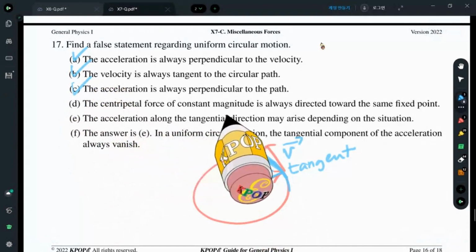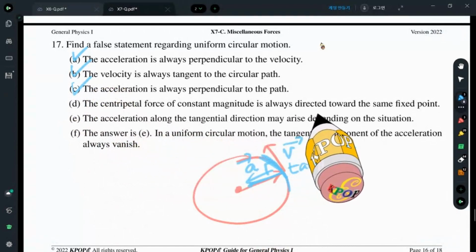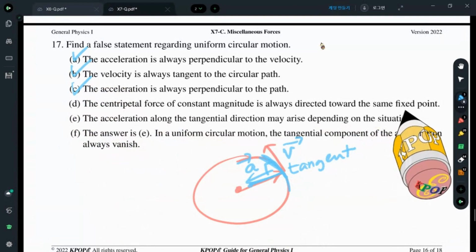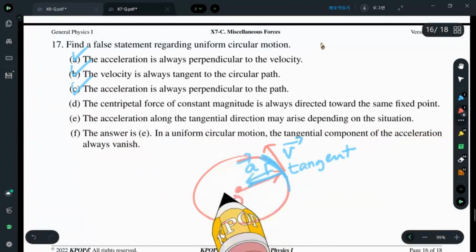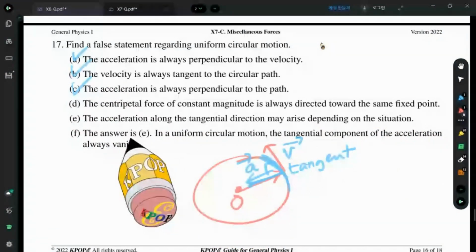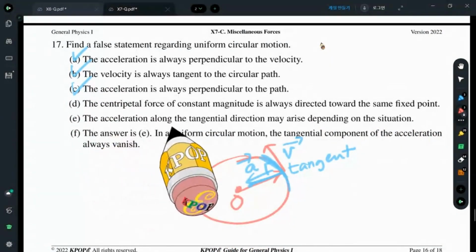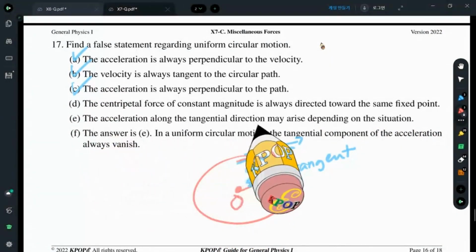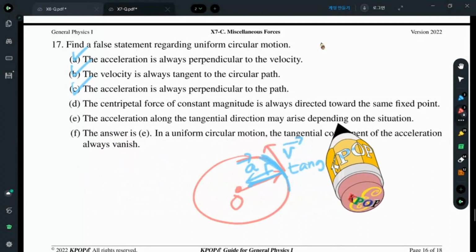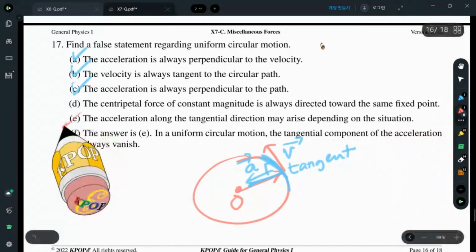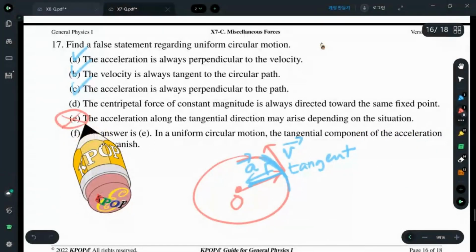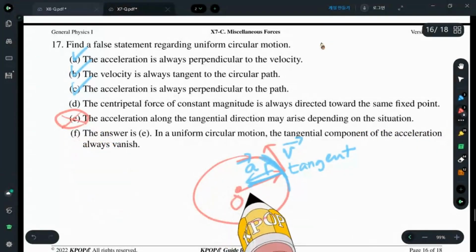Centripetal force of a constant magnitude is always directed toward the same fixed point. That is the center of the circle. Can the acceleration along the tangential direction arise depending on the situation? No, not at all. It is possible only if there is a torque.